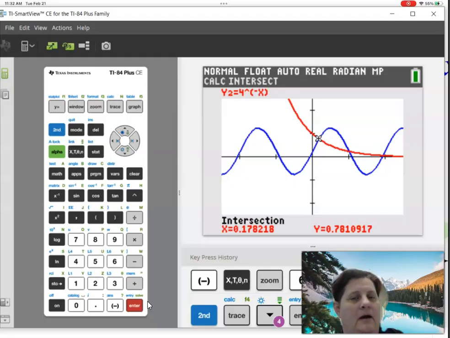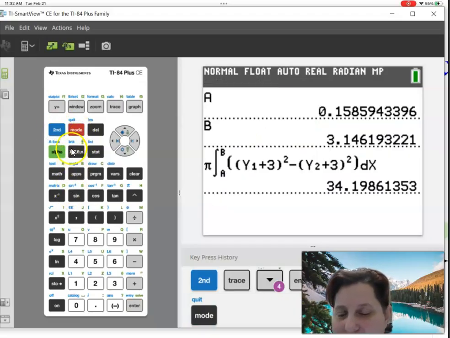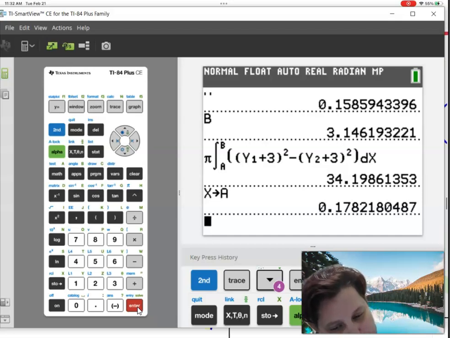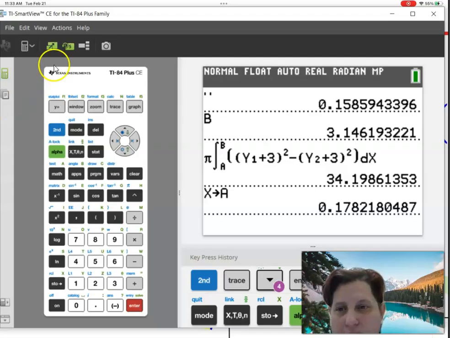All right? Excuse me. My goodness. All right. So what I'm going to do is I'm going to come out here, and since I just found it in x, I'm going to let x store alpha a. All right, and I'm going to write that on my paper. Let a equal 0.178218047.